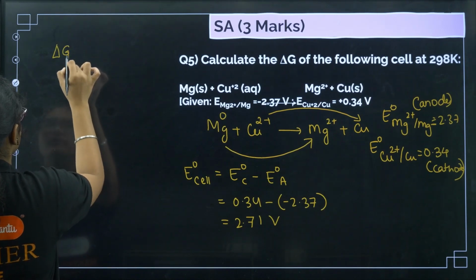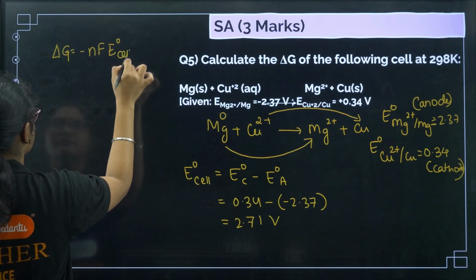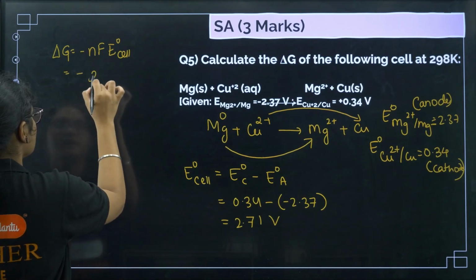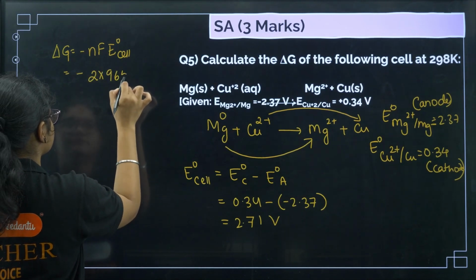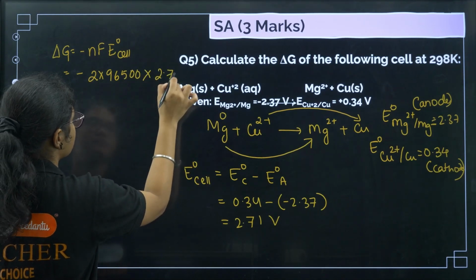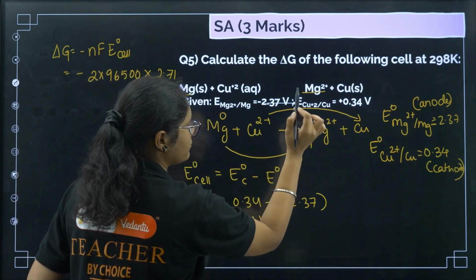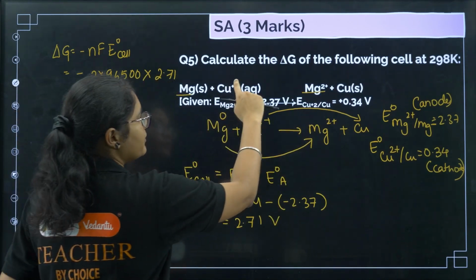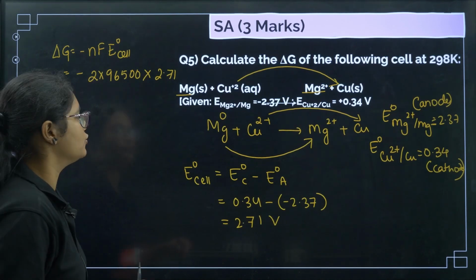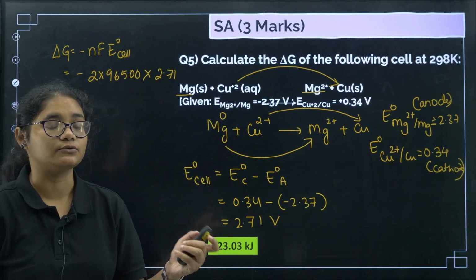Now delta G value is how much? Minus nF E naught of the cell. We got n value is again 2, F is 96500, and E naught of the cell is 2.71 volt. Okay, now why am I saying n value is 2? See, magnesium to Mg2+ requires 2 electrons, copper 2+ to copper also requires 2 electrons, so n value will be 2. So the correct answer after solving this, you will be getting around minus 523.03 kilojoule.